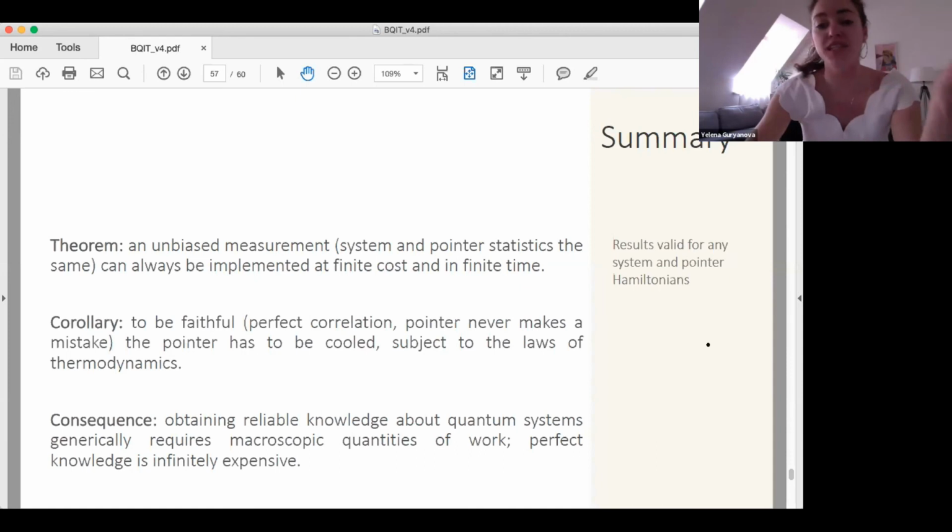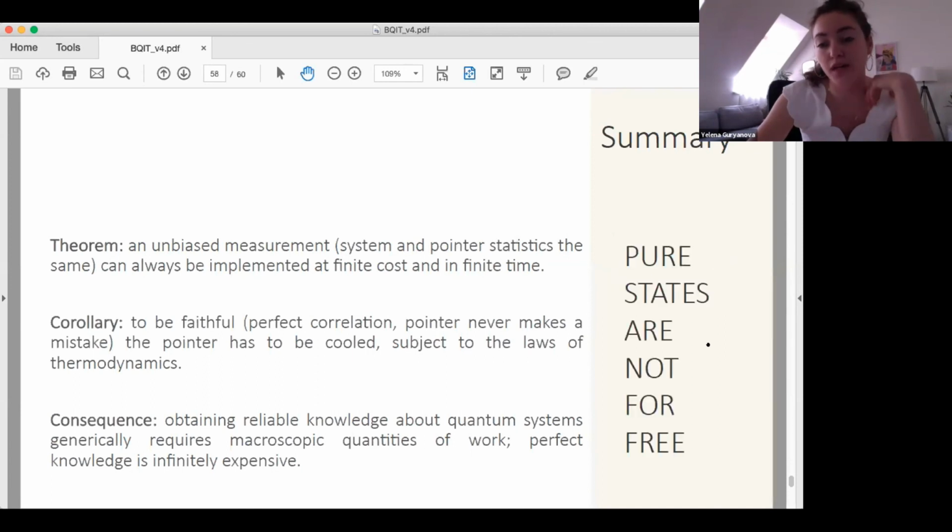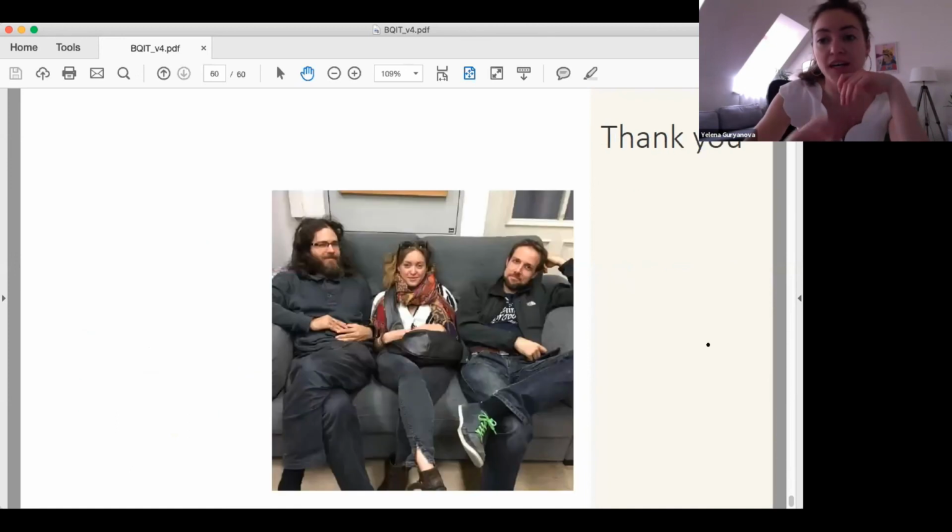And although I showed you results about qubits and things, actually the whole recipe is valid for any system and any pointer Hamiltonians at all. So with that, I conclude that pure states are not for free. I'll skip the further work, and thank you for your attention.